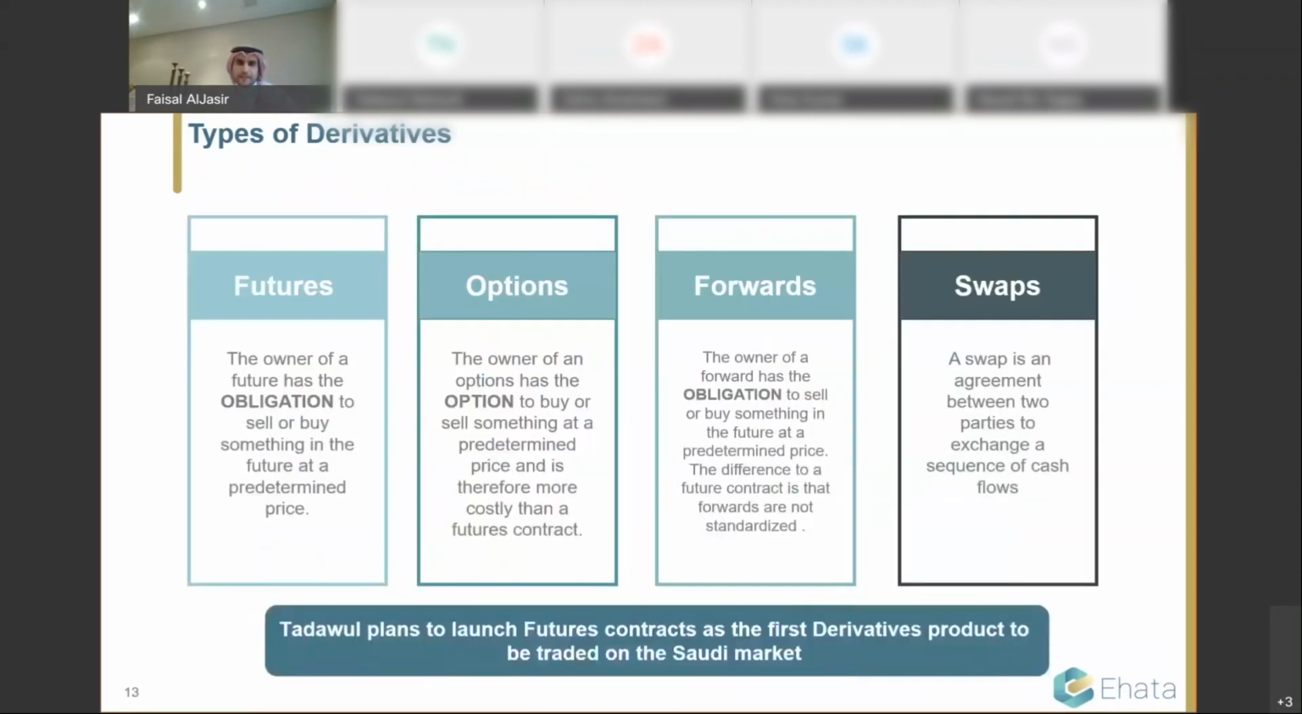So, types of derivatives. You see in front of you the four major families of derivatives: futures, options, forwards, and swaps. And what happens is that they mainly become the building blocks of something more complex. You can combine options with forwards, or options with futures, but these four are mainly the building blocks of financial derivatives.